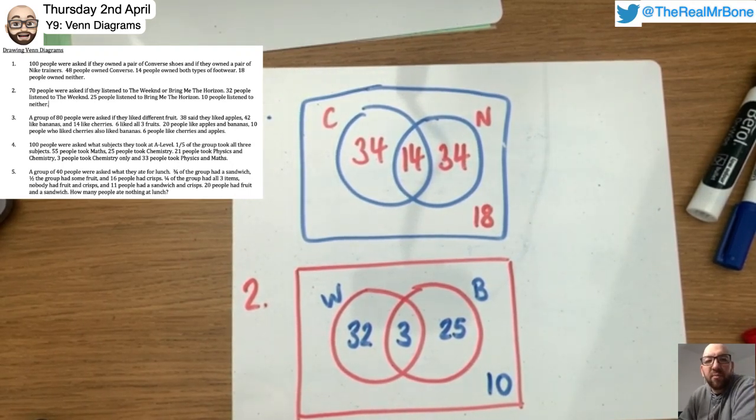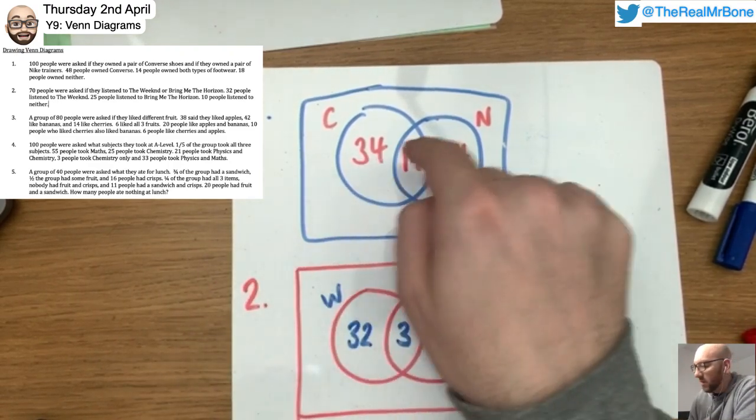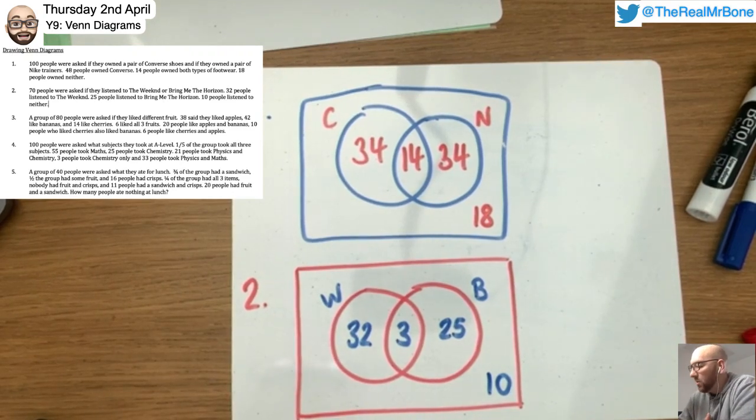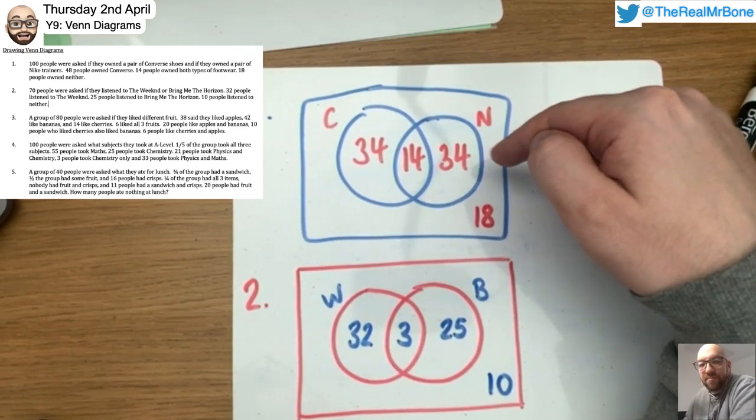So it tells us 18 people don't wear any. It tells us 14 people wear both. It tells us 48 people wear Converse. It tells us 100 people altogether. So we can work out how many people we're missing. But in the final one, there's 34 over here.